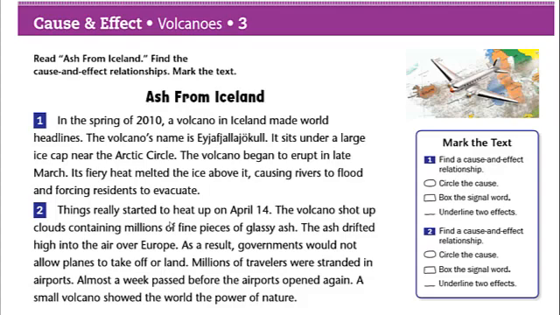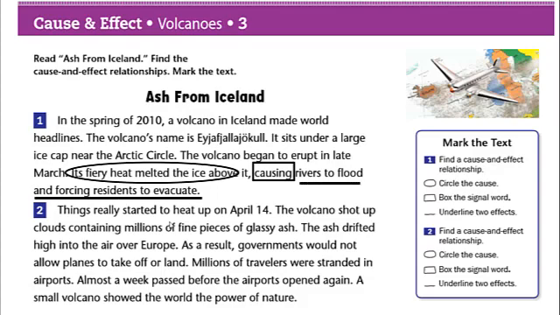So let's look for some cause and effect relationships. Let's circle the cause. The cause was that this fiery heat melted the ice above it. The signal word was causing. And the two effects: it made the rivers flood and it made many people have to leave their homes. There are your two effects. Now in paragraph 2, things really started to heat up on April 14th.